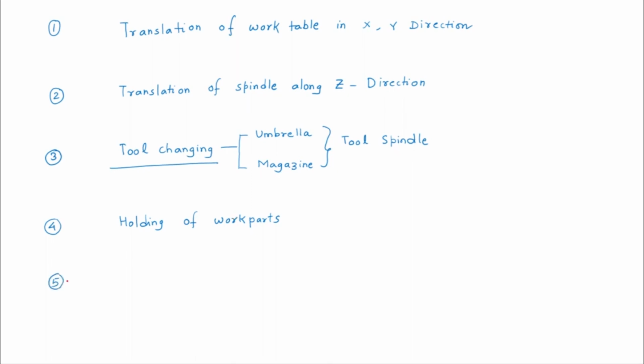And there are certain auxiliary operations. These auxiliary operations are related to the coolant and safety features, doors, door opening and door closing.